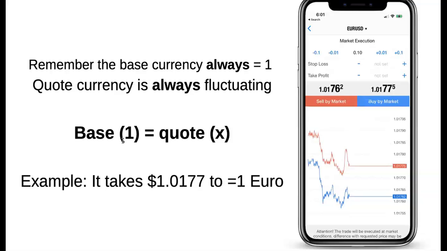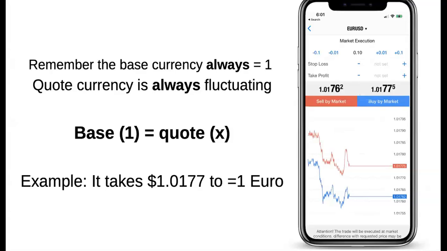Basically, if you were thinking about algebra, like when we were in school, you would say, okay, the base is equal to X. So the X is always changing. So when you look at a chart and those numbers are fluctuating, that is the quote price that's fluctuating. The base is always 1. So for example, again, if you were to take 1 euro, in this case it would be 1.0177.